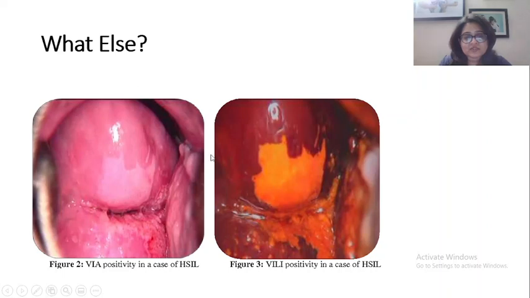So this same patient has an aceto-white area and has a deficient iodine uptake at this area. So this is the area where we need to take a biopsy from. This is the abnormal area. There's one more thing called VIAM, which is visual inspection with acetic acid under magnification. So these are the two or three tests which can be done in low resource settings.